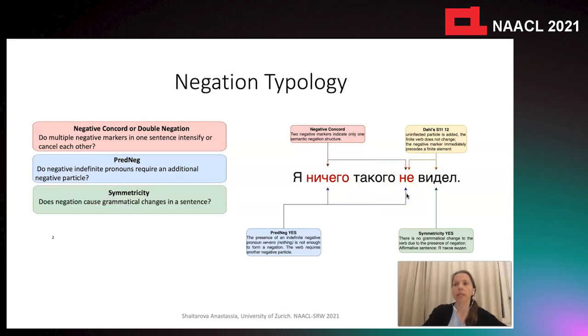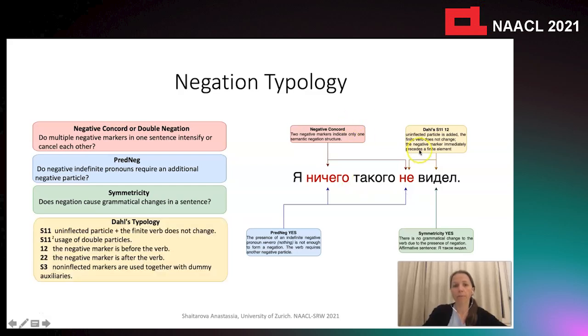Next, symmetricity indicates whether negative constructions exhibit structural differences in comparison to the corresponding affirmative sentences. Here we see that Russian is a symmetric type, since the verb preserves all of its grammatical categories in the presence of negation. Additionally, we involve Dahl's classification. He created a large negation typology back in the 70s. For example, Russian belongs to a S11-12 category because an uninflected particle is added, the finite verb does not change, and the negative marker is before the verb.